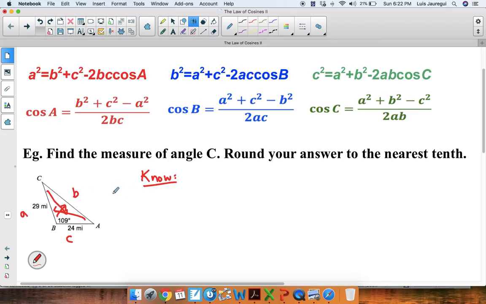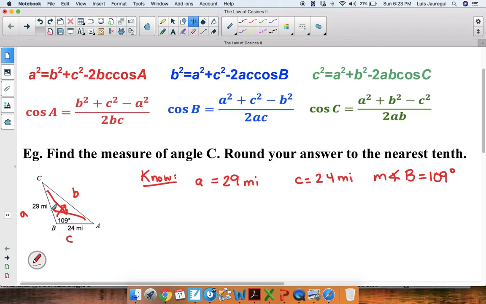In particular, we already know the length of side BC, or side a. So we have that a is equal to 29 miles. We also know that the length of side AB, or side c, is 24 miles. So c is equal to 24 miles. And we also know the measure of angle B, which is equal to 109 degrees.